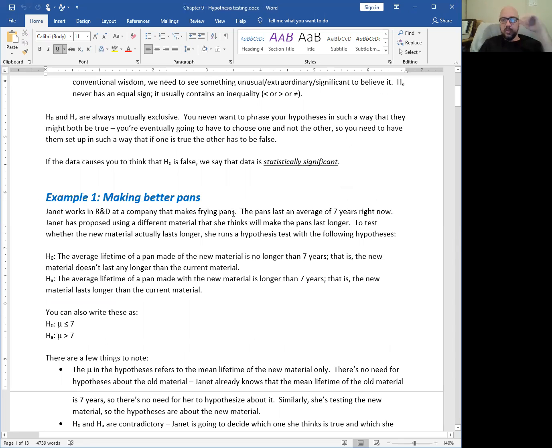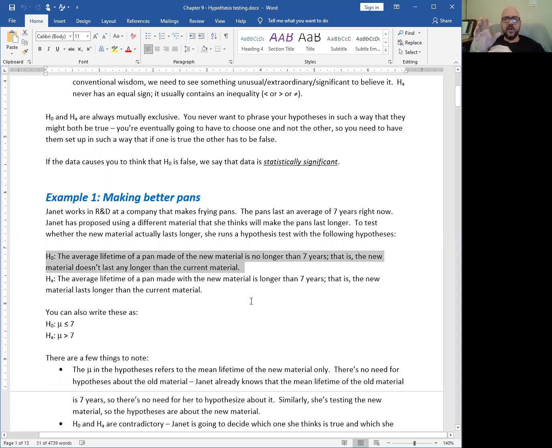The pans they make now last an average of 7 years. And Janet thinks she's got an idea that will help them last longer. And so to test her idea, she's going to do a hypothesis test. So the null hypothesis is the sort of wet blanket default hypothesis.